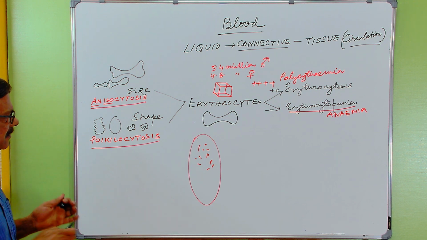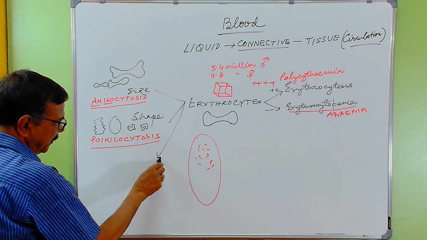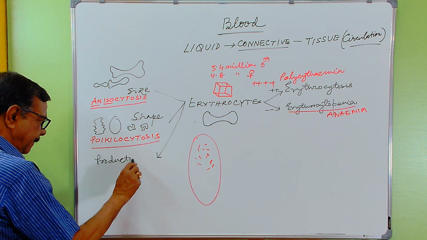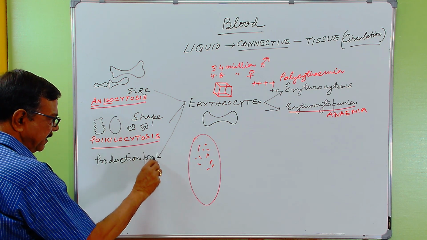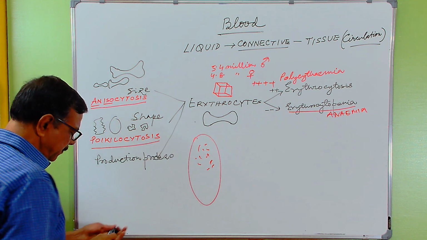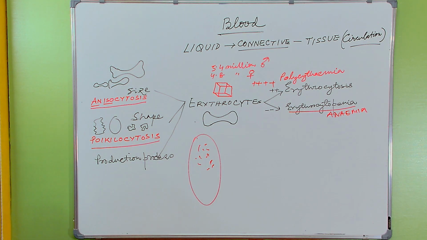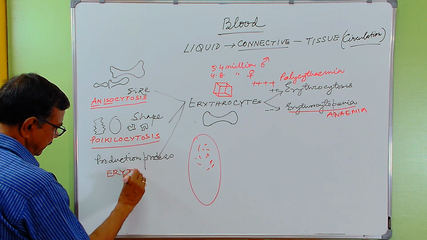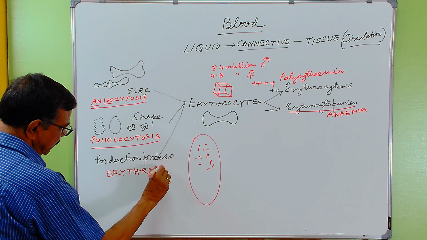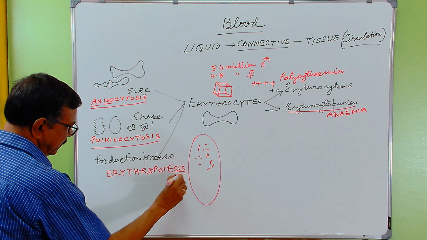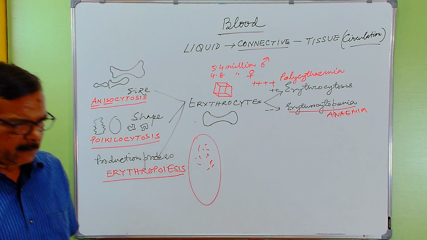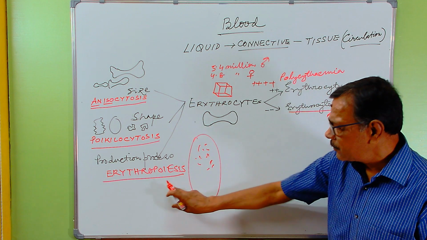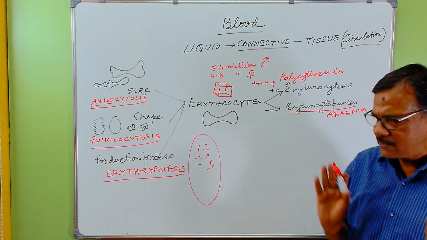the production process, how it is produced. Production process of RBC. The production process of RBC is called erythropoiesis. Erythropoiesis is the name given to the formation of RBC. The RBCs are formed through a process called erythropoiesis.